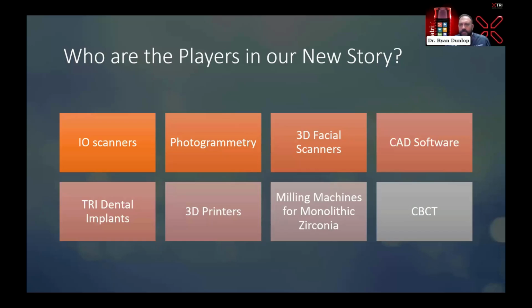So the news story is pretty exciting. We've got these wonderful pieces of technology. We've got our intraoral scanners, which we use here in my clinic every single day. Photogrammetry is a wonderful tool for getting accuracy. 3D facial scanners, great for diagnosis and treatment planning. We have CAD software to help us design these cases digitally. We have wonderful implant systems like TRI that can eliminate abutments and provide a custom product in the same day. We can 3D print these restorations while the patients wait, which is amazing.